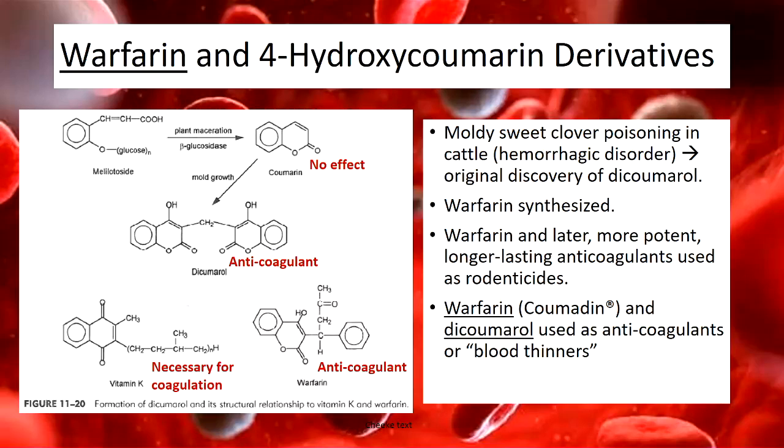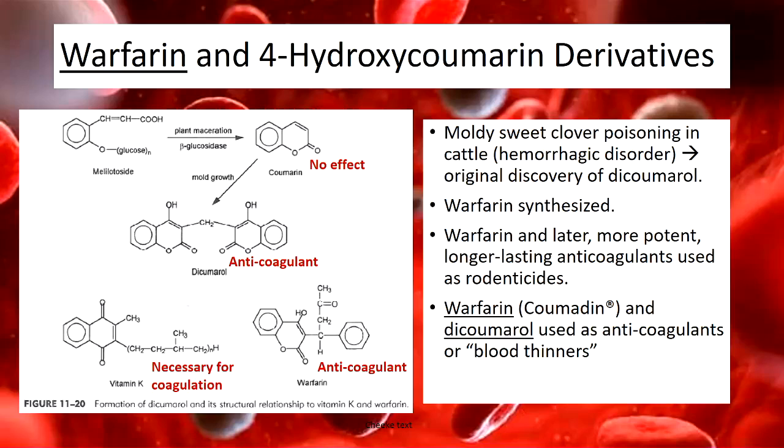Let's talk about warfarin. This will come up again in your toxicology course. Initially, the path to it being discovered was moldy sweet clover poisoning in cattle, which would cause hemorrhage. So they'd eat sweet clover that had mold on it. What that did is made dicumarol, which is a compound that serves as an anticoagulant and interferes with the coagulation cascade. From that, the drug warfarin was synthesized. And actually, warfarin and dicumarol, both of these are still used as anticoagulants or blood thinners. They're slowly being replaced by safer things, okay?